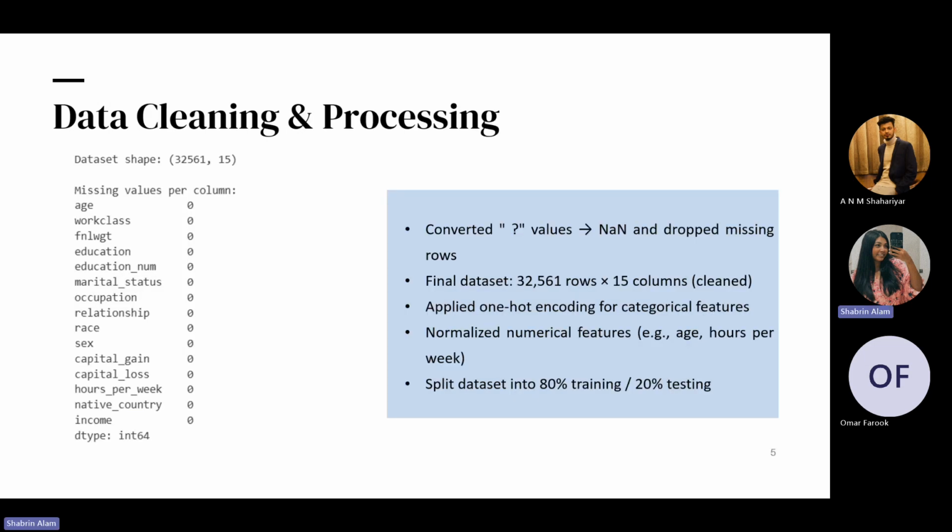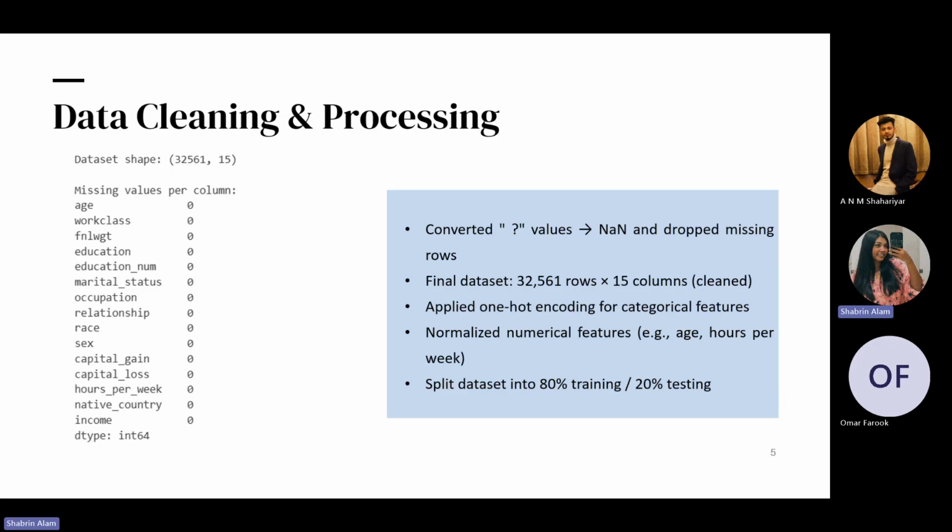Moving on, in the raw dataset, missing values were marked with a question mark. We replaced those with none and dropped those rows, which still left us with a large dataset of about 32,561 rows and 15 columns. We then did some preprocessing, used one hot encoding to convert categorical variables into numeric, and normalized numerical variables like age and hours per week so they were on the same scale. Finally, we split the dataset into 80% training and 20% testing. This prepared dataset was ready for analysis and modeling.